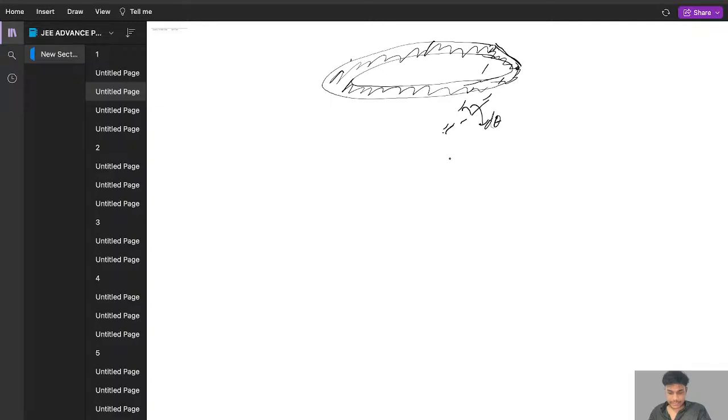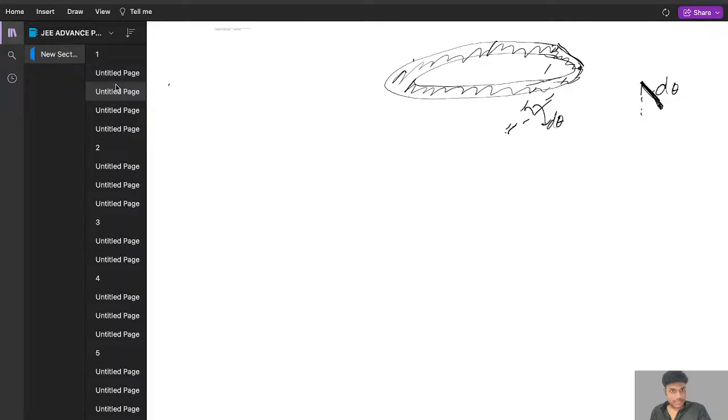So from here we get that this length, the height, is d theta. Okay, if I see only this horizontal component as the theta, right? So from here we get di is equal to rho into 2 pi r d theta into omega upon 2 pi. Please check the calculation.